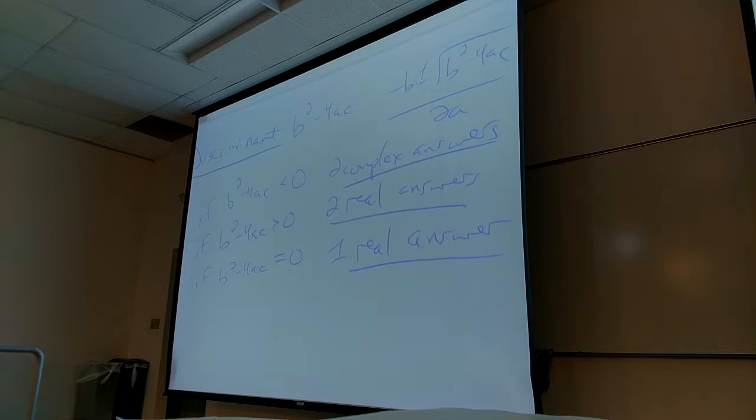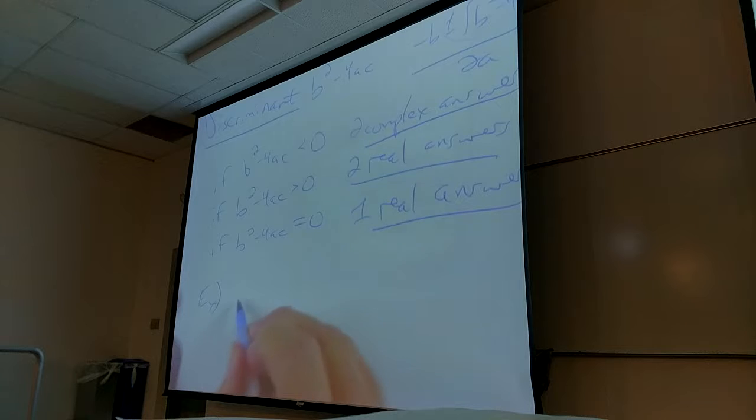So when they ask you to determine the number and type of solutions, all you have to do is look at b squared minus 4ac. Don't start to actually put the whole thing together. I don't want you to do that. Okay, cool. So for example, how many and what type of solutions does this have?